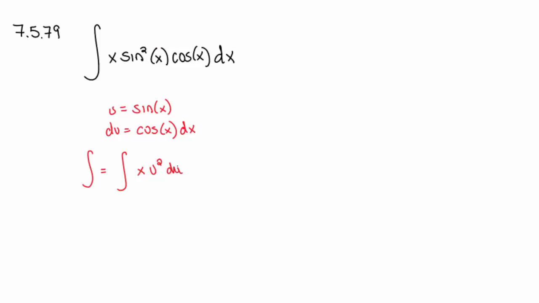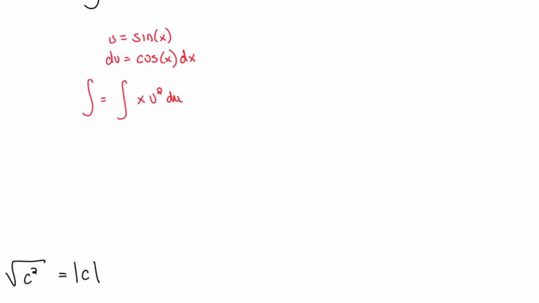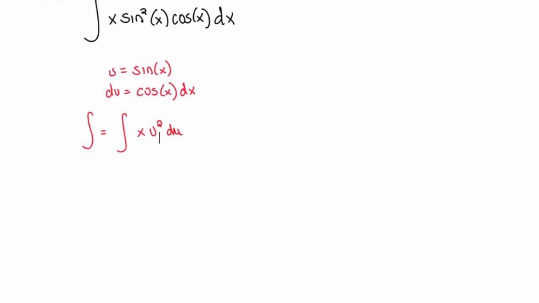Now, it's incredibly attractive here to say, well, wait a second, I have some extra work down there. I have an x here, but I have a statement that u is equal to sine of x, so therefore x could be written as the sine inverse of u. And that's where you actually have to stop here.